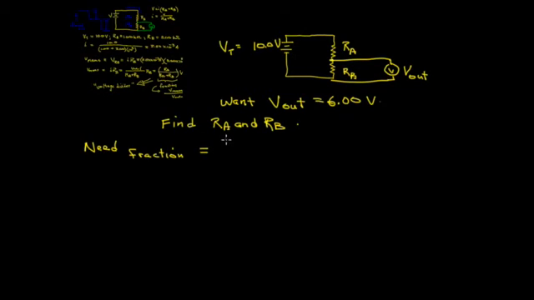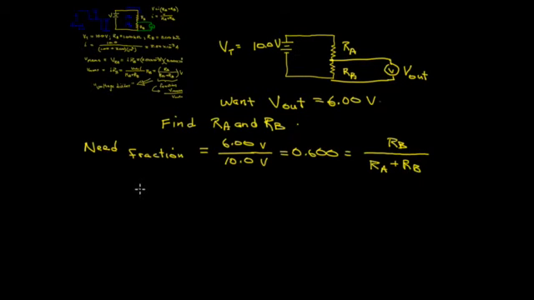So we take the ratio of 6 volts over the total voltage of 10 volts, and we find that to be equal to 0.600. That should also be the ratio of the resistances RB to the sum RA plus RB.